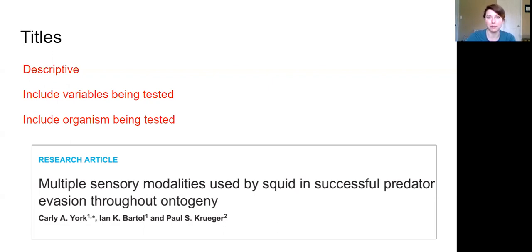Basically, when you're writing a lab report, you are writing a mini version of a paper that could potentially be published in a scientific journal. So here, my paper title was Multiple Sensory Modalities Used by Squid in Successful Predatory Evasion Throughout Ontogeny. There are a few really important pieces of information here.